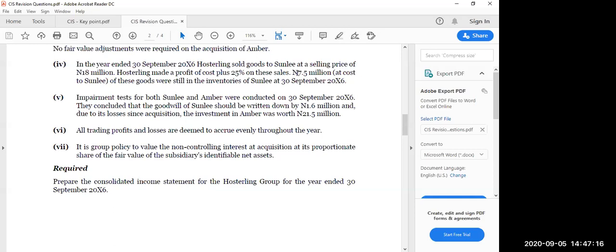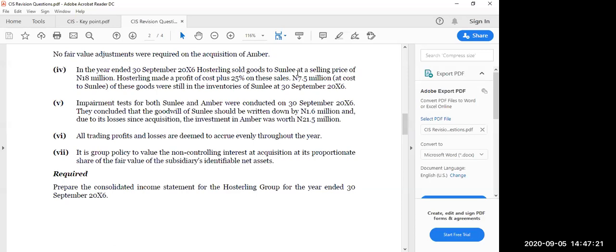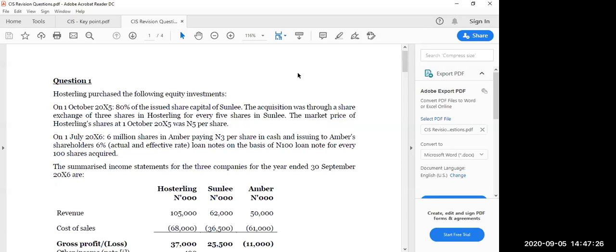It's a 15-mark question. So like we said earlier, the whole of this story can easily be pieced into at acquisition, post-acquisition, and the investment in associate bit. From the beginning of the question, this story that happened on 1st October 2005 is simply what happened at acquisition. Let's just go with the reporting date there.